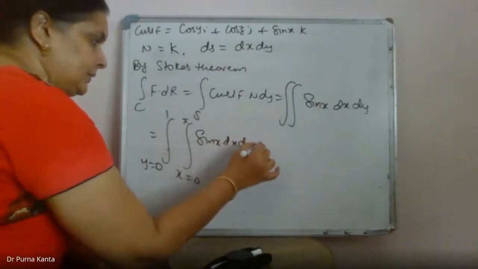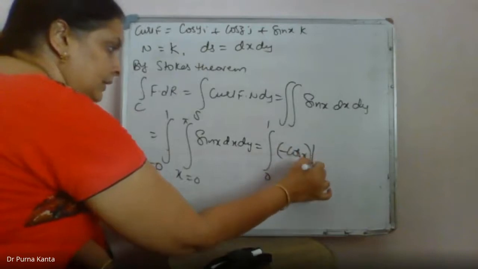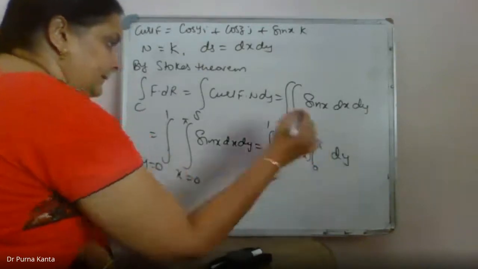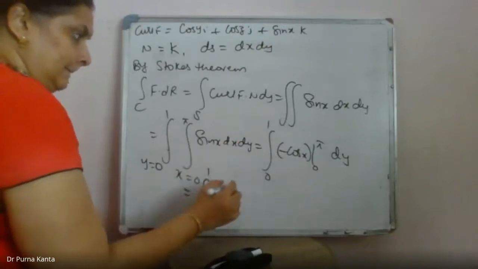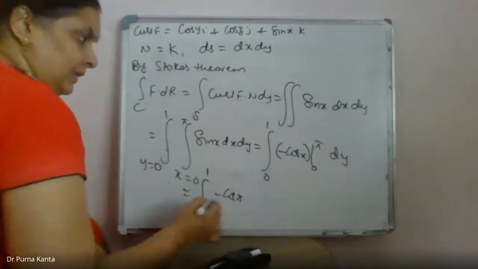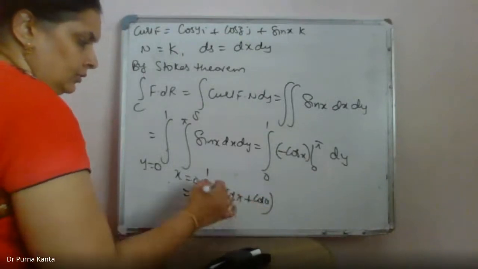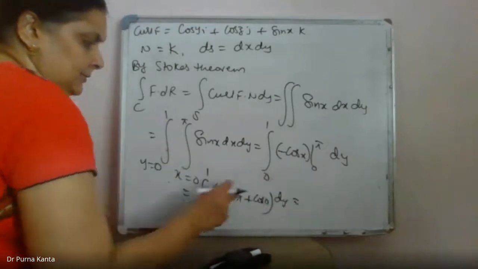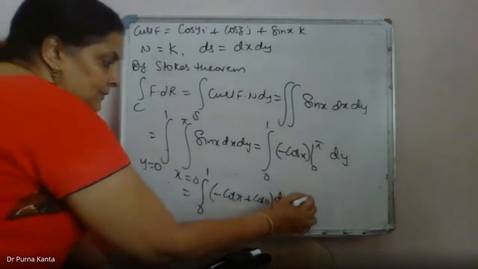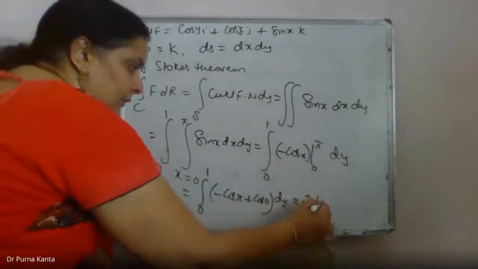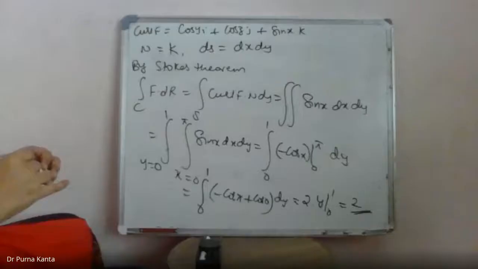So we'll integrate first with respect to x. The integral of sin x is minus cos x between the limits 0 to π, of dy. So this is equal to the integral from 0 to 1 of minus cos π minus of minus cos 0, dy. Cos π is minus 1, so minus of minus 1 plus 1, cos 0 is 1, so 2 times the integral of dy, which is y between the limits 0 to 1. So the integral value is equal to 2. Check your answer.